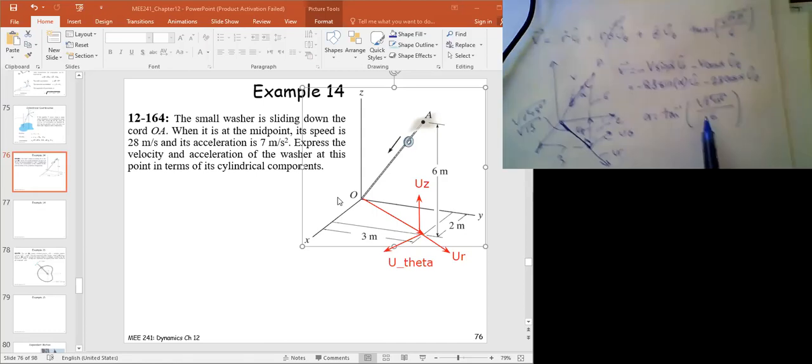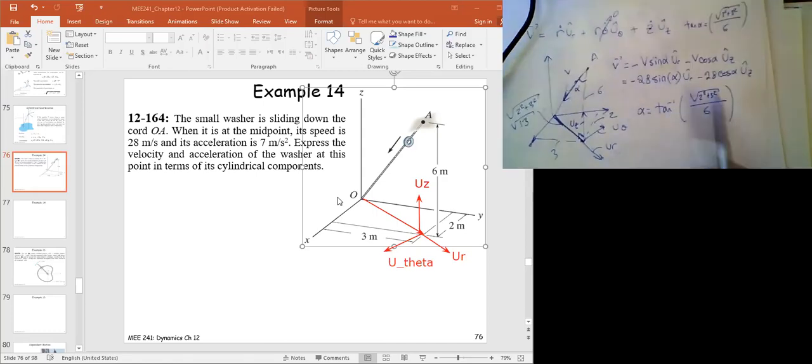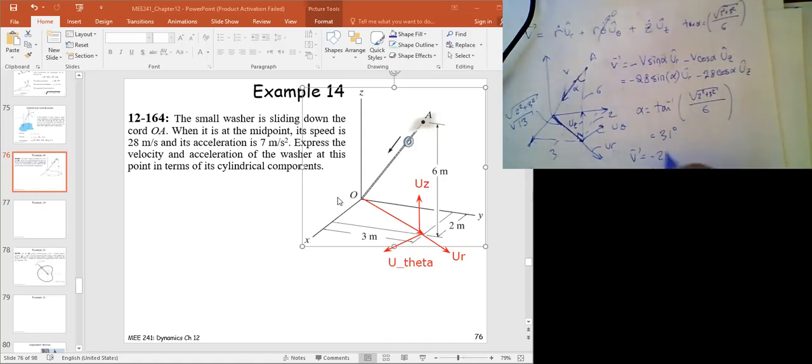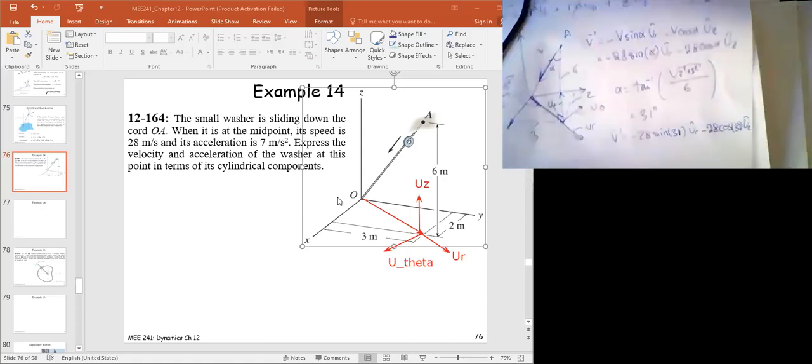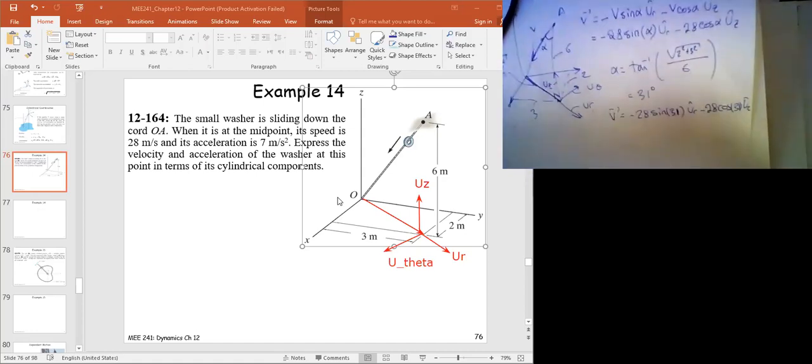If you guys want to do these numbers, I'm not going to sit down and do all of them, but this is your value for alpha. You simply plug it in and get V as a function of UR and UZ. What is alpha? 31 degrees. Okay, thank you very much. So your velocity is equal to minus 28 sine 31 UR minus 28 cosine 31 UZ. Okay, deal. How about the acceleration vector?